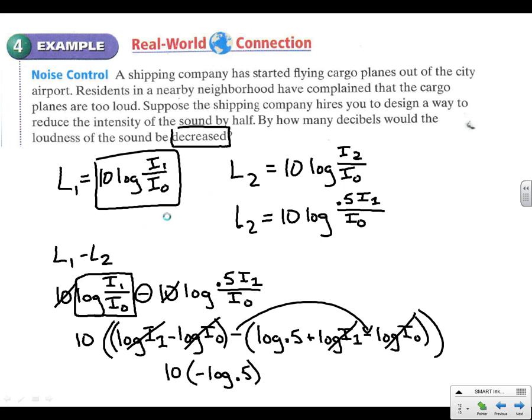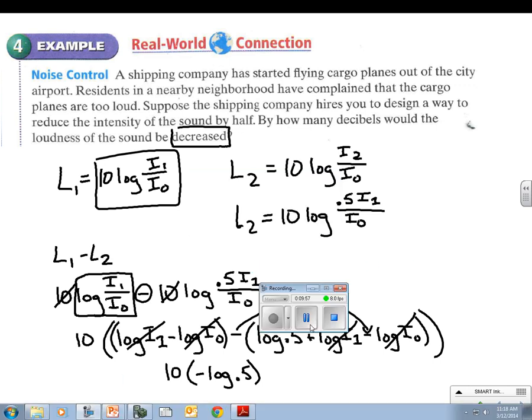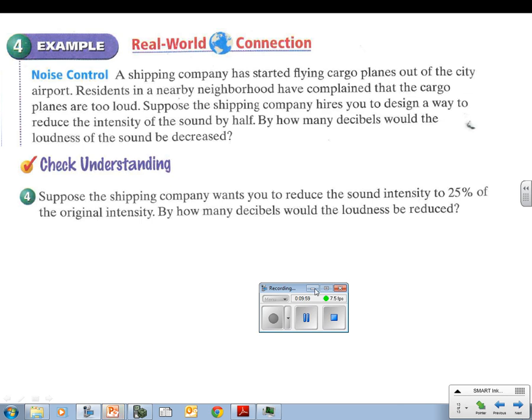All right, so you need to use the same thinking here. Oh, looks like it froze. Let me see if I can pause this for a second until it unfreezes. There we go, we're back in business.